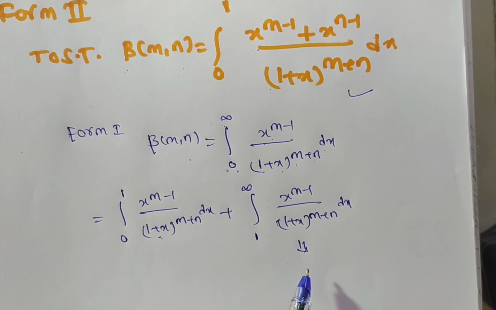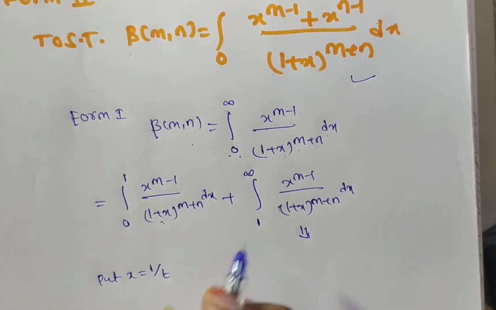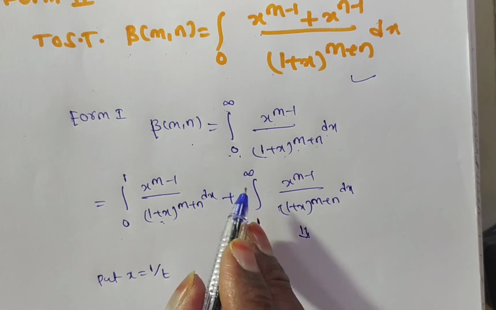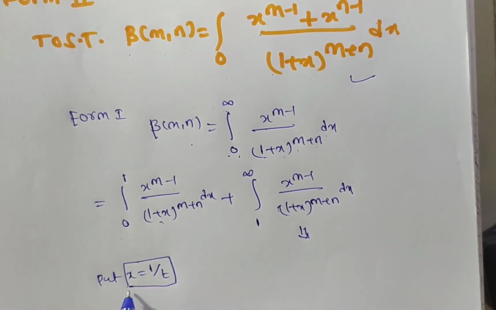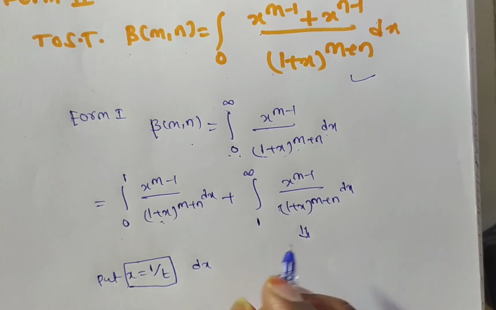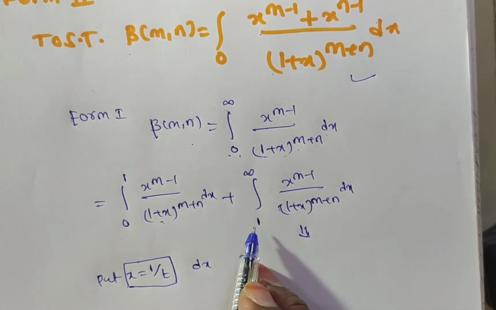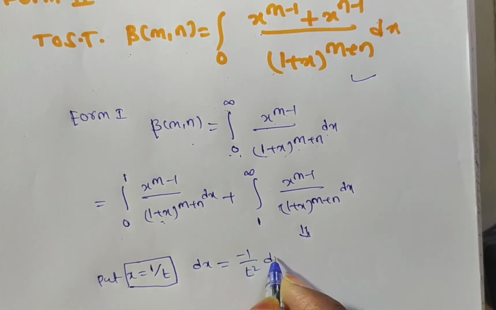For this we go for the substitution method. In the substitution method we put x equals 1 by t, because you have infinity: 1 by 1 is 1, and 1 by infinity is nothing but 0. So consider x equals 1 by t. Then what is dx here? We are changing x in terms of t, so we have to change dx and also the limits. Now dx will be minus 1 by t square into dt.